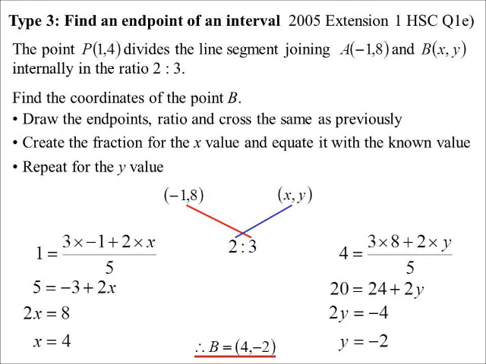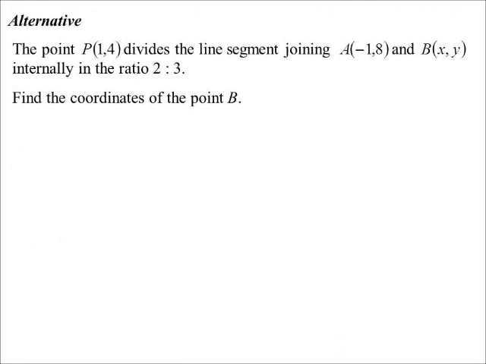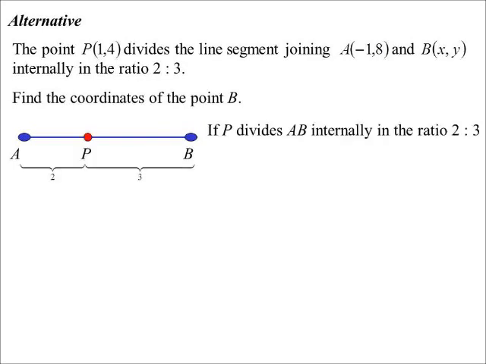That's one way I could do it. Another way I could do it is I could change the question. So what they're saying is, we've got this interval AB and I want to find B. They've told me it's an internal division in the ratio 2 to 3. Well, that's the same as saying B divides the interval AP in the ratio 5 to 3. And now it just becomes an external division of an interval.